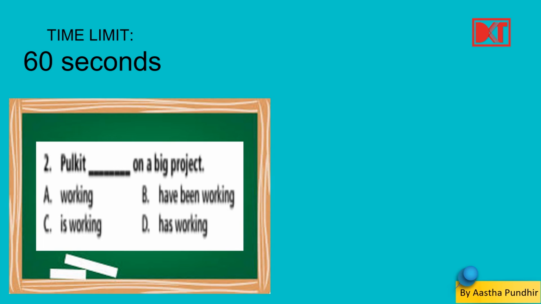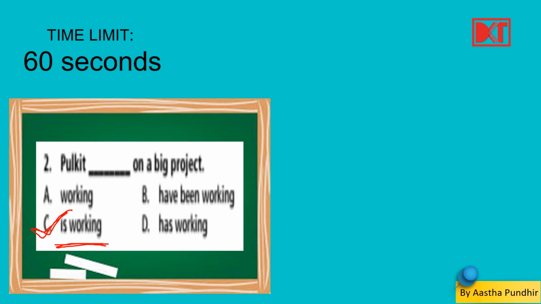Here, Pulkit dash on a big project. A, working, B, have been working, C, is working, D, has working. Here the correct answer is C. Pulkit is working on a big project. This is an action which is still going on. Pulkit is working on a big project.